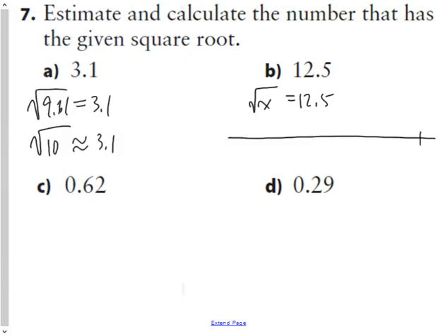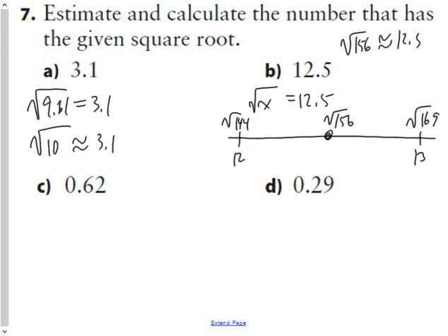Use my number line. Well, I know that 12 times 12, or the square root of 144, is 12, and the square root of 169 is 13. So right in the middle would be 12.5. So really I'm looking for a number that's midway between 144 and 169, probably maybe the square root of 156 or so. I'm going to say the square root of 156 is probably approximately 12.5. That's my answer based on my number line. And I have no idea if it is or not.